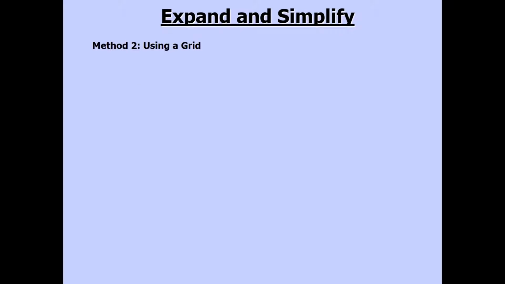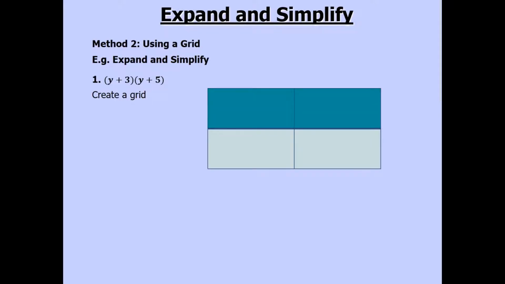For some students, using a grid is easier because you can clearly see what you're calculating. Expand and simplify y plus 3 into y plus 5. So what you do is you create a grid, and your table will have 4 sections to fill in, and why 4? Because if I look at the total number of terms in these two expressions, the first bracket had 2 terms and the second one had 2 terms, so overall I will have 4 different sections there to fill in.